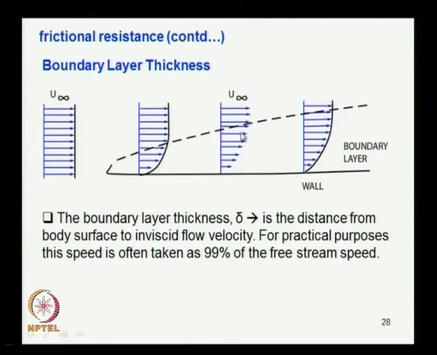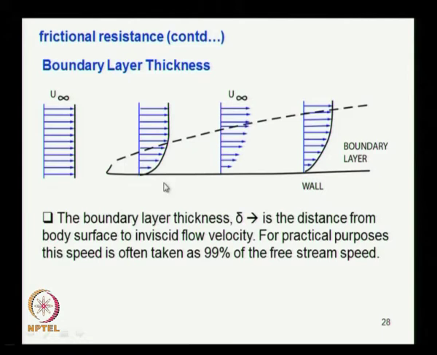So similarly you get the profile along the length of the wall or over the body, and then you join the points at 99% of free stream velocity and connect these points with a line, which you say is the boundary layer.